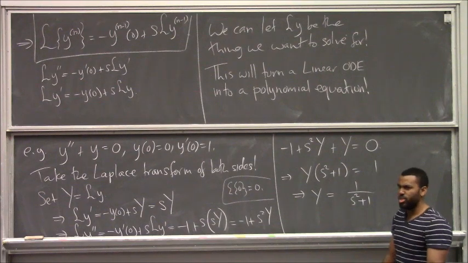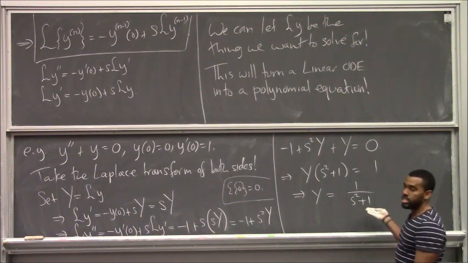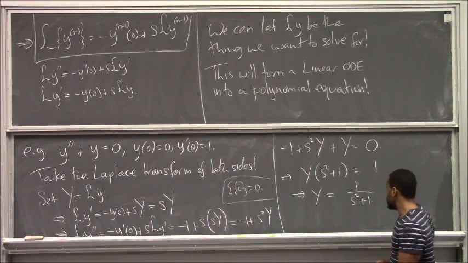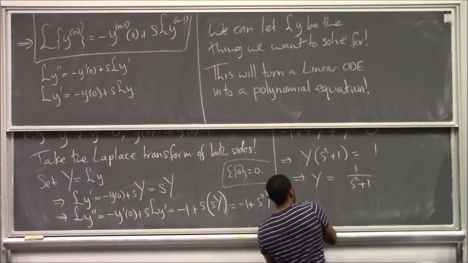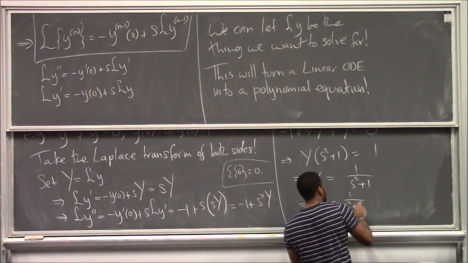However, it's in a different universe. That's like when I do integration by substitution and I get my answer in u, which is not good enough. I want to actually change it. So this means the Laplace transform of what I want is 1 over s squared plus 1.